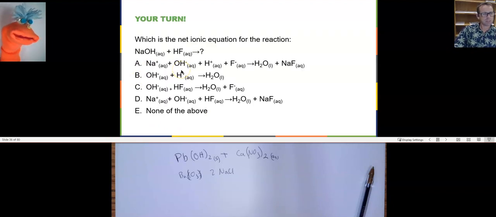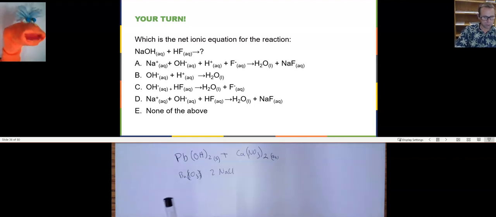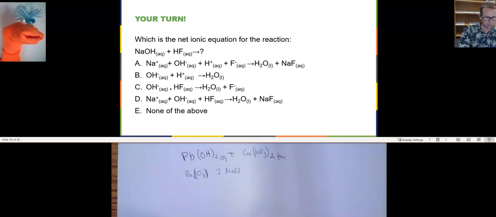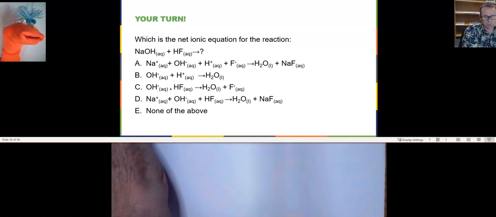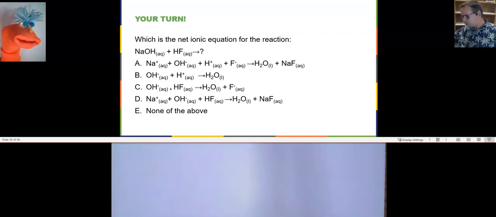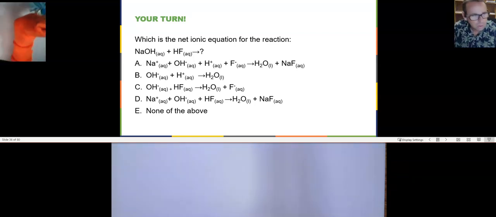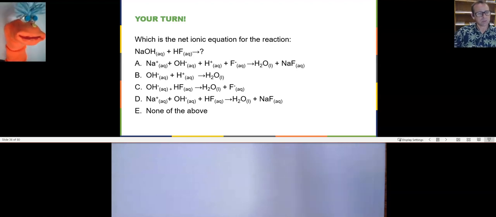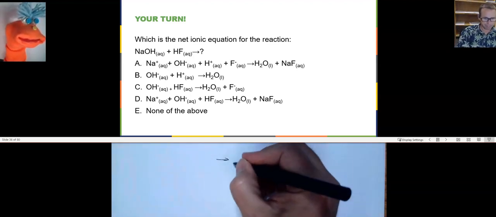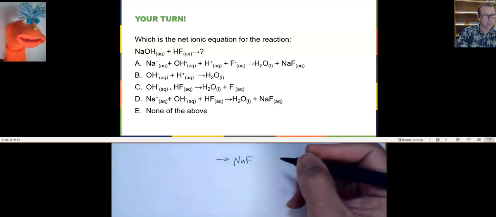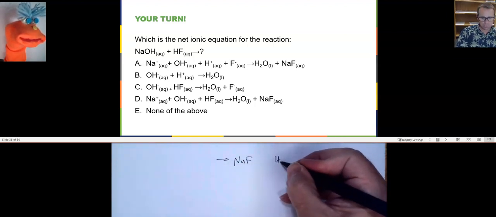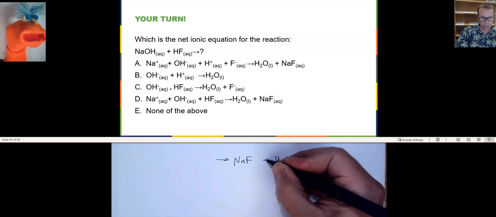Excellent. How about this one here? Which is the net ionic equation for this reaction? I don't know. Can you predict the products? Okay, so if I predict the products here, I would say that the products are sodium fluoride and looks like water, right? Okay, yeah, I see that.